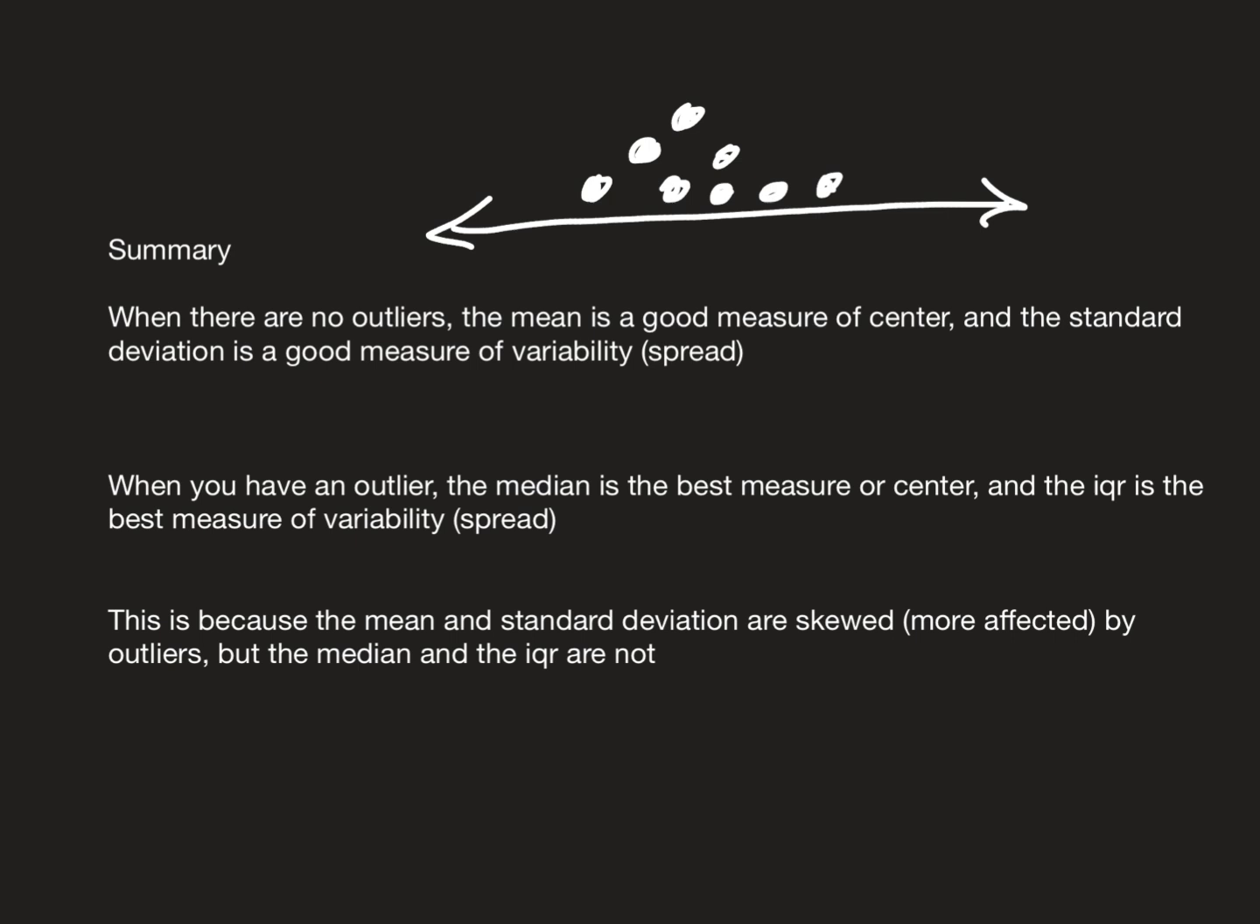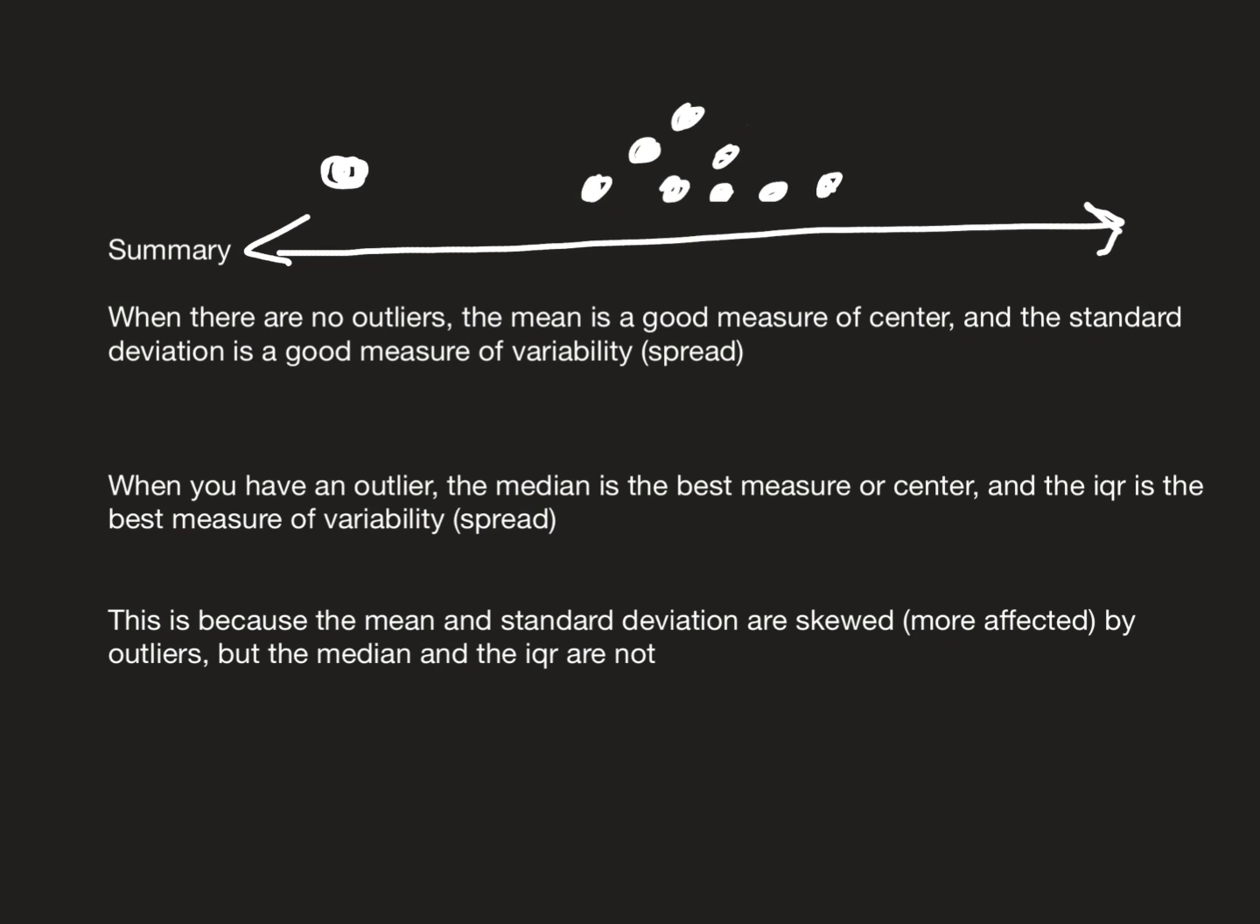So what's the big idea we should get from this? If you have a set of data where there are no outliers, so these are all very close together, in that case, the mean is a good measure of center, and the standard deviation is a good measure of variability or spread. But when you have an outlier, as we do here, the median is the best measure of center, and the IQR is the best measure of variability or spread.